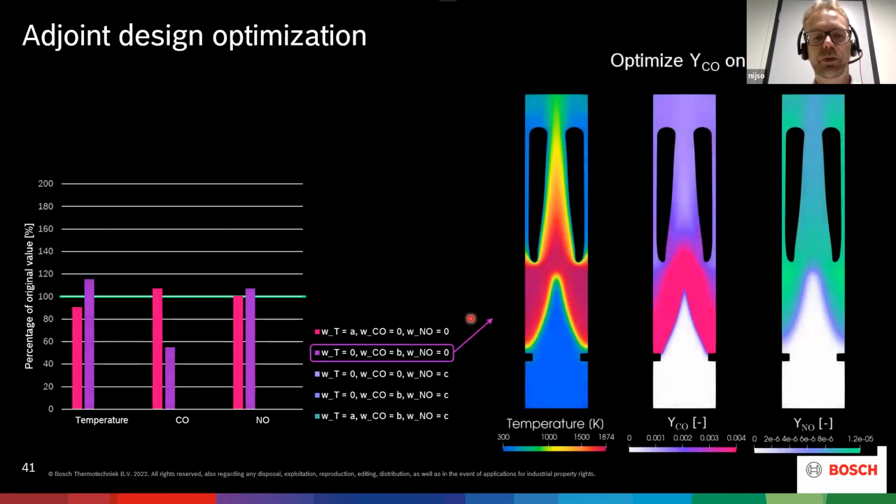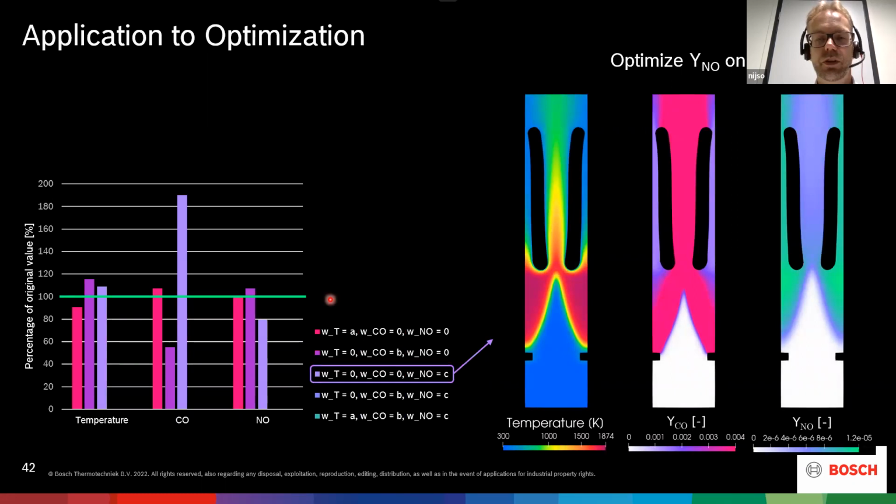Now, if we optimize purely on CO, what happens then is that the heat exchanger opens up downstream of the flame tip to delay the cooling of the combustion products. CO can in that way be reduced by almost 50%. This, however, at the expense of a higher outlet temperature and a slightly higher NO.